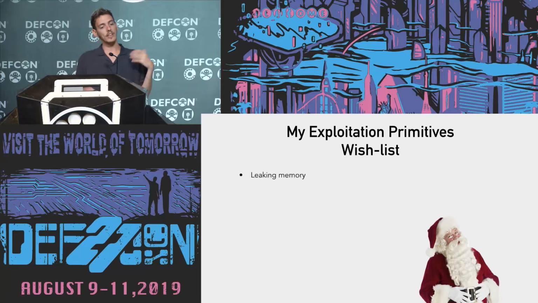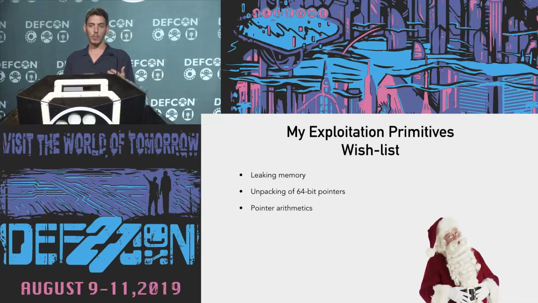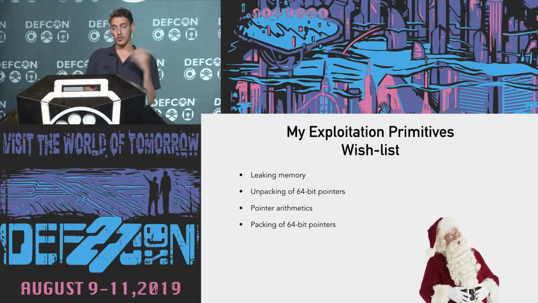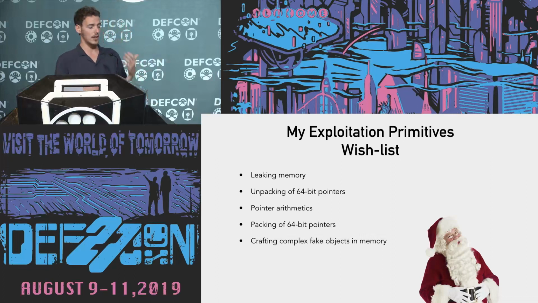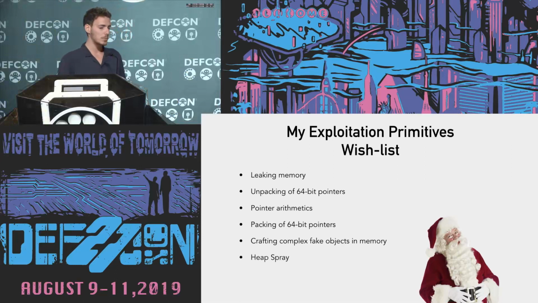So obviously we'll need to leak some memories, right? We want to bypass ASLR. We'll have to do some common tasks like unpacking 64-bit pointers to integers, and then do some arithmetics with them, right? We want to calculate where functions are or where the heap is located. Afterwards, we want to pack those integers back to little endian 64-bit pointers, and maybe we also want to fake some objects in memories. This is a really powerful primitive that is really helpful in many vulnerabilities. And we want to know how to heap spray, because why not? It might be really, really useful.